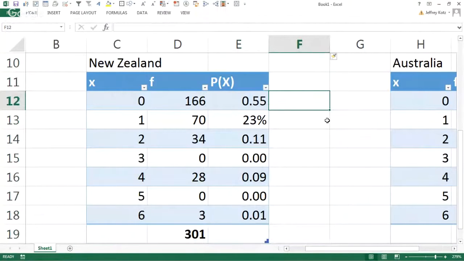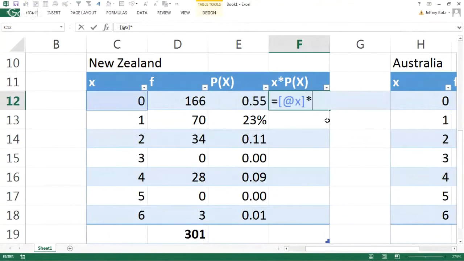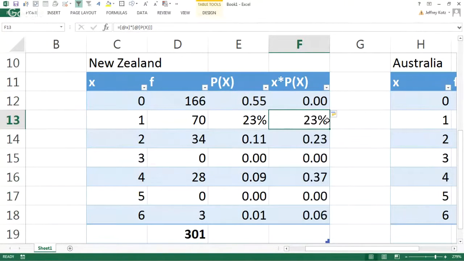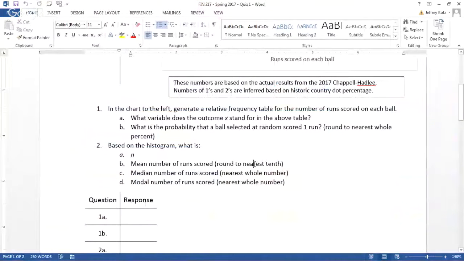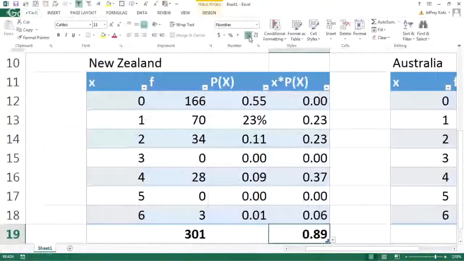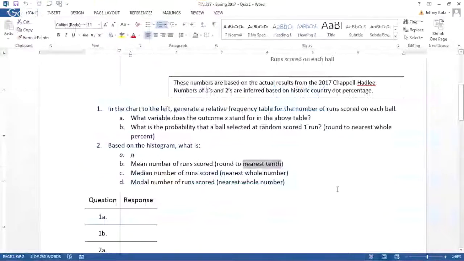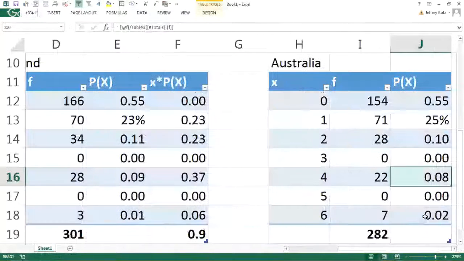So I use the formula X times P of X, and we add it all up. So in this column, I take X times P of X. And that should be decimals, please. All equals, auto sum, and into a decimal, rounded to 2 places. So 0.89 is not what I asked you to round to. Rounding to the nearest tenth means this should round to 0.9. So the answer I'm looking for here for the New Zealand quiz, rounded to the nearest tenth, is 0.9.